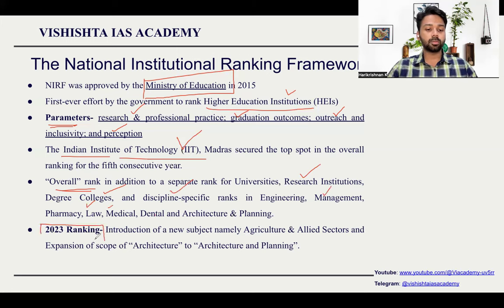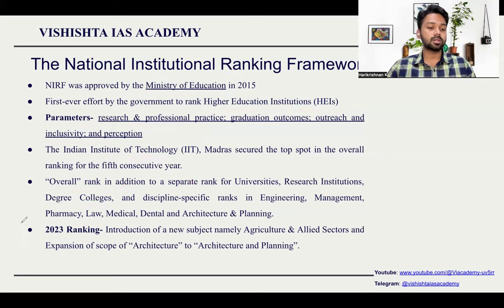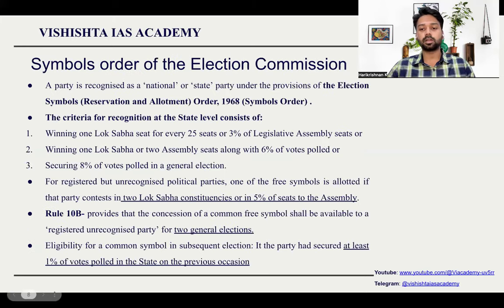The 2023 ranking made two important changes. One is that it introduced a new subject, namely agriculture and allied sectors, and expanded the scope of architecture to architecture and planning, because town planning, urban planning, rural planning, etc. have been given more importance in recent times. So architecture was there earlier, now it is architecture and planning. Agriculture and allied sector is a new subject. So these things should be noted down.